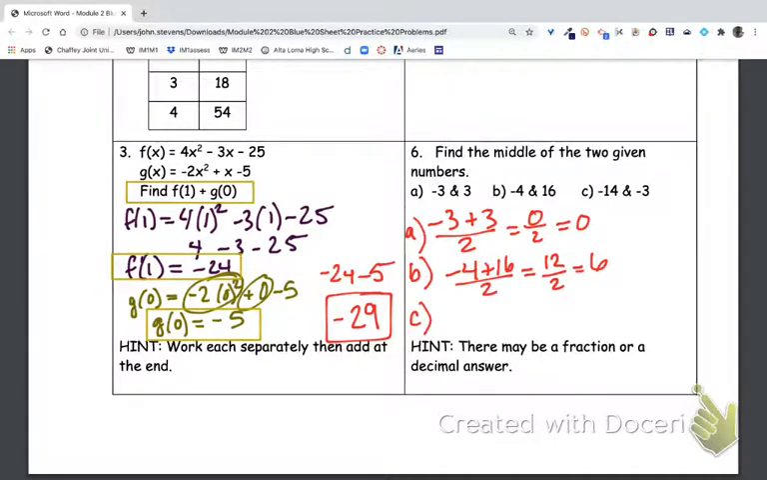And the final one, negative 14 plus negative 3 divided by 2 would give me a negative 17 divided by 2, which you could leave by itself, or you could divide it out and get negative 8.5.